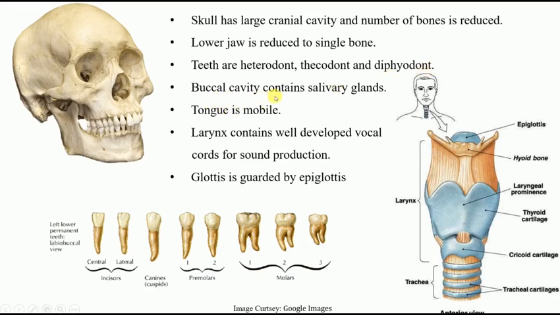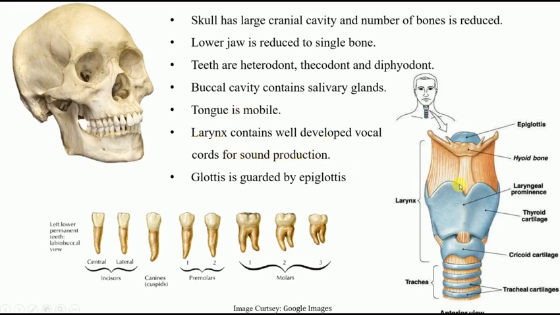Then the buccal cavity contains a salivary gland. A large salivary gland is present, which is responsible for the secretion of saliva. And if you see, the tongue is mobile among all the mammals. Then the larynx contains well developed vocal cords, and these vocal cords are very important for the purpose of sound production.